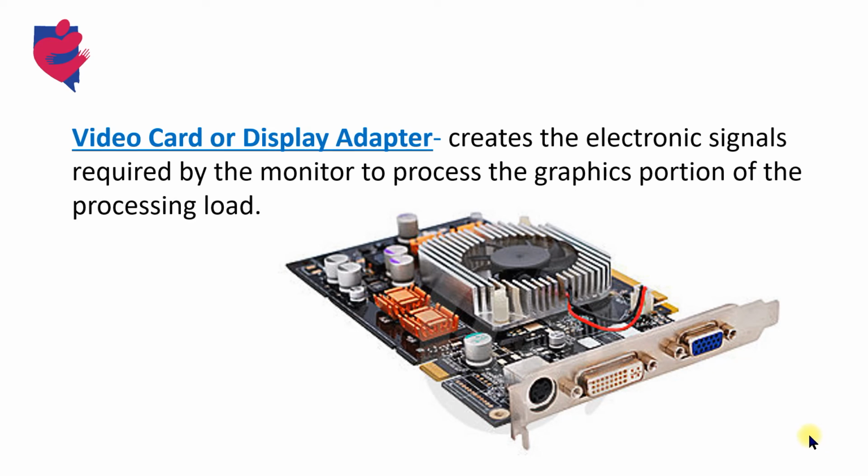This is called a video card. You may see this on the back of your computer also, but yours may not have these kind of connections to your monitor. You may have an HDMI port or even a video display port. So it creates electronic signals required for the monitor to process the graphics portion of a processing load. So this is where you access images on your computer. This is actually where the images come from. This powers it, empowers it and helps you to be able to see what you're displaying on a screen.